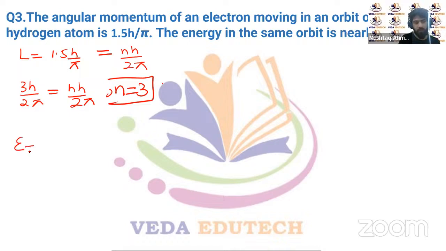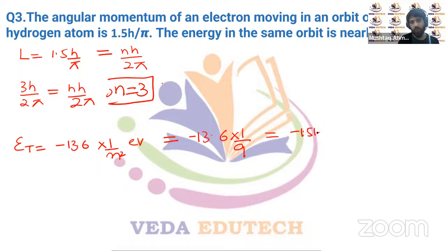And the energy in that n equal to 3 orbit is: we know the total energy is minus 13.6 electron volts for the hydrogen atom divided by n square. We put the value of n equal to 3 here, so it will be 1 upon 9, and it comes out to be about minus 1.5 electron volts. So this much energy will be present in the same orbit for the electron which has angular momentum equal to 1.5 h upon pi. From this equation we calculated the value of n, and from the value of n we calculated the total energy of the electron in that orbit.